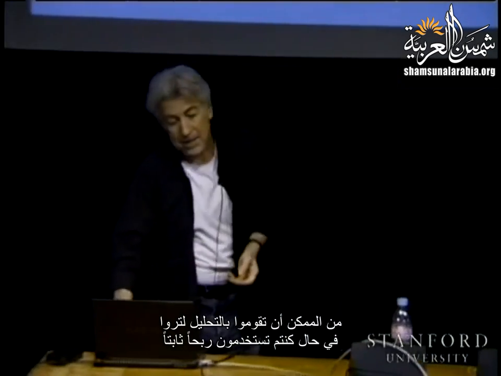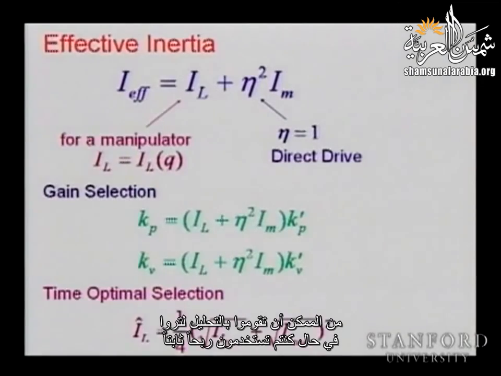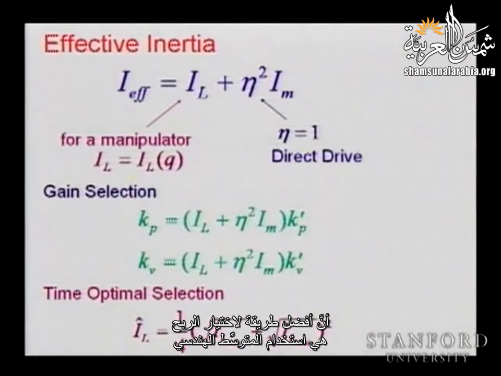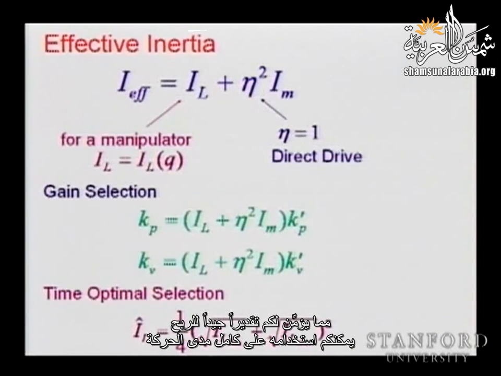So you might do an analysis and see that if you are using constant gains, the best way to select your gain is to go to the geometric average: look at the minimum value of your IL and the maximum value of your IL, and take that mid-range in geometric sense. And that gives you some estimate that you can use over all the range of motion.